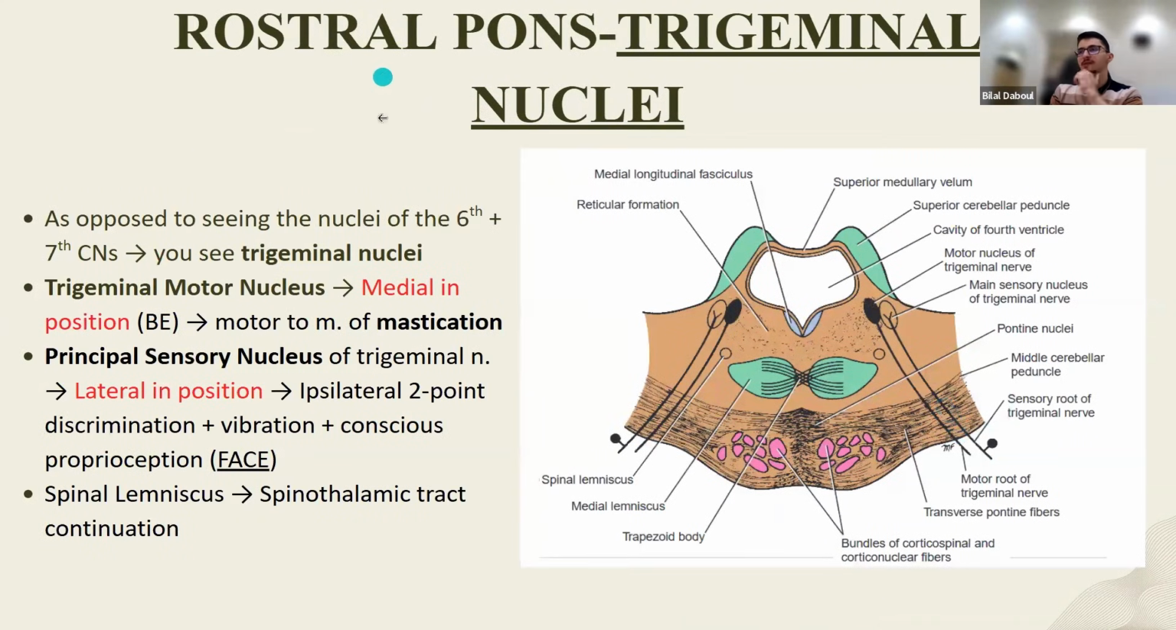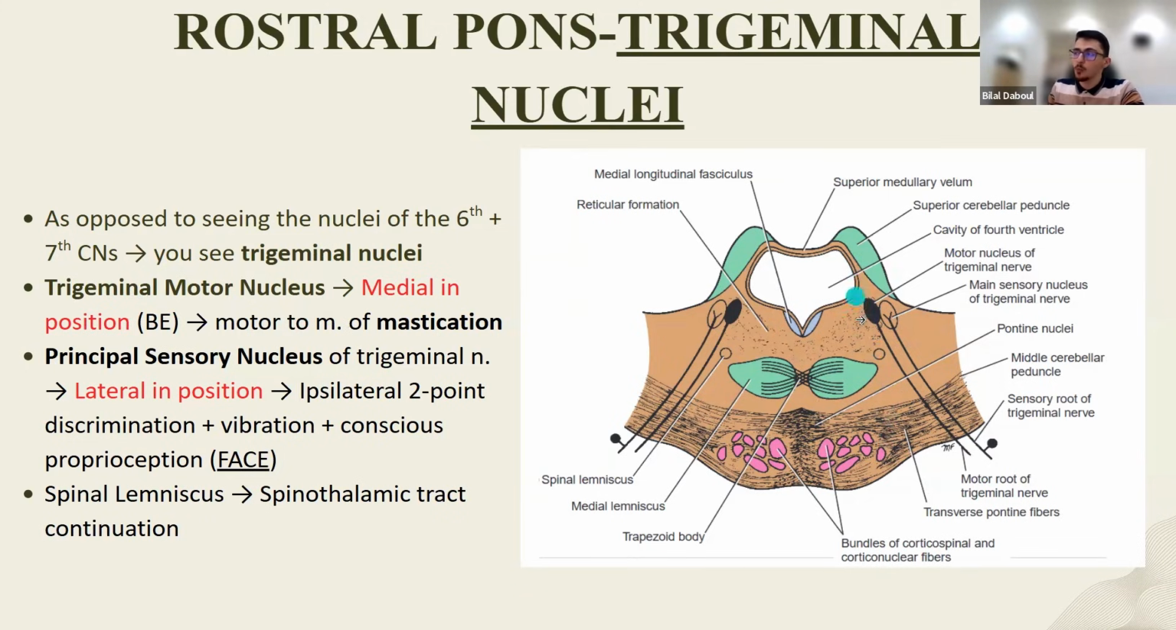Now we move to the rostral pons, the level of the trigeminal nuclei. So this is an upper section, the level of the pons. At the lower section, we saw two nuclei, the abducent and the facial. Now we see the trigeminal nuclei, namely the trigeminal motor nucleus, which is medially placed, and the principal sensory nucleus, or the chief sensory nucleus of the trigeminal nerve, responsible for ipsilateral two-point discrimination, vibration, and conscious proprioception. So the trigeminal motor nucleus, as you said, is medial in position. Motor nuclei are generally medial to sensory nuclei. That's a rule you can get.